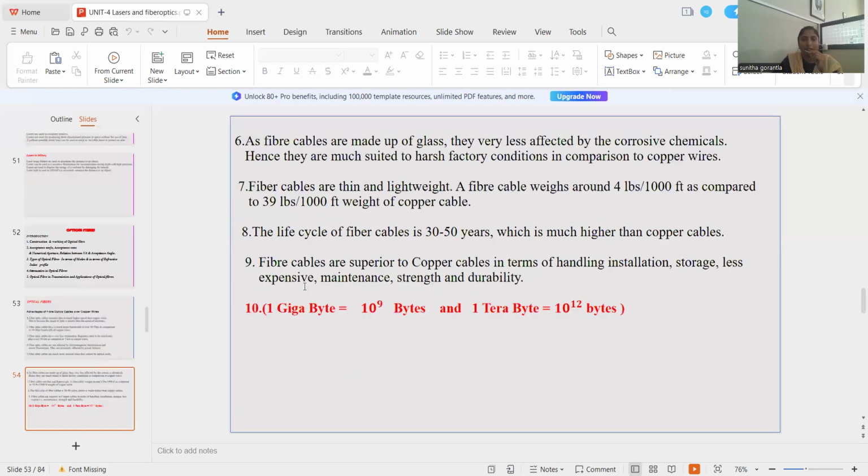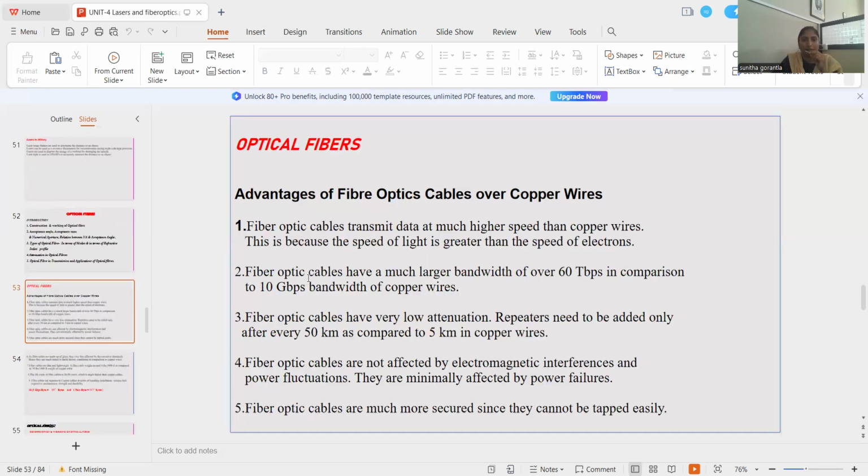Second one, fiber optic cables have a much larger bandwidth compared to copper wires. In optical fiber cables it is over 60 terabytes per second, whereas in copper wires, 10 gigabytes per second.